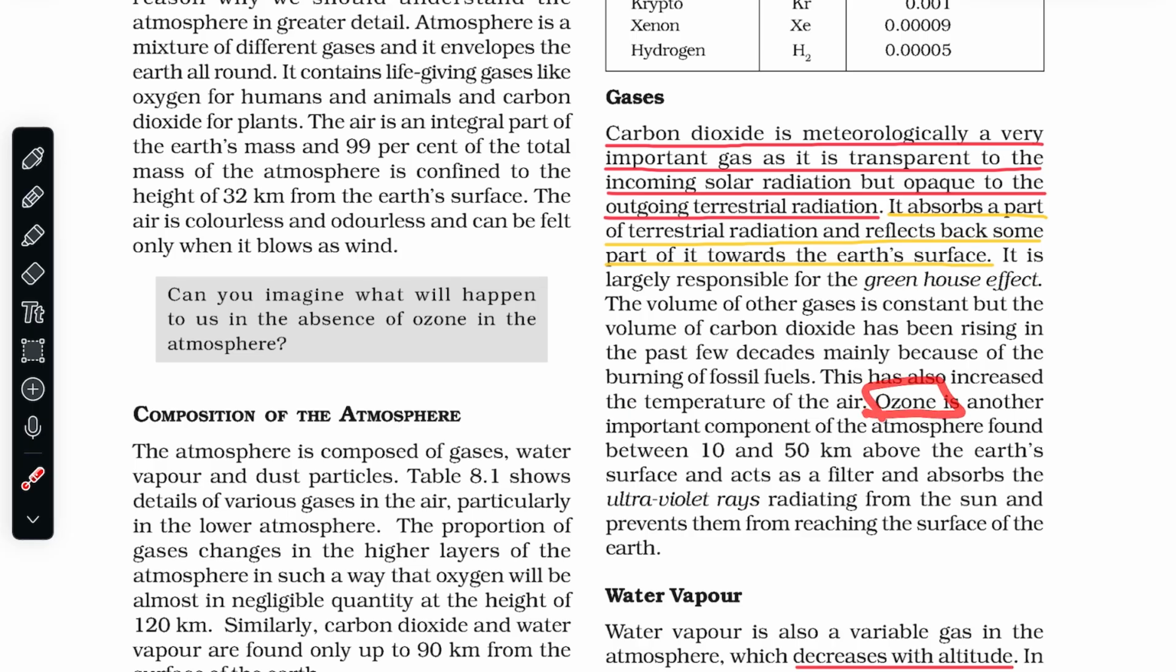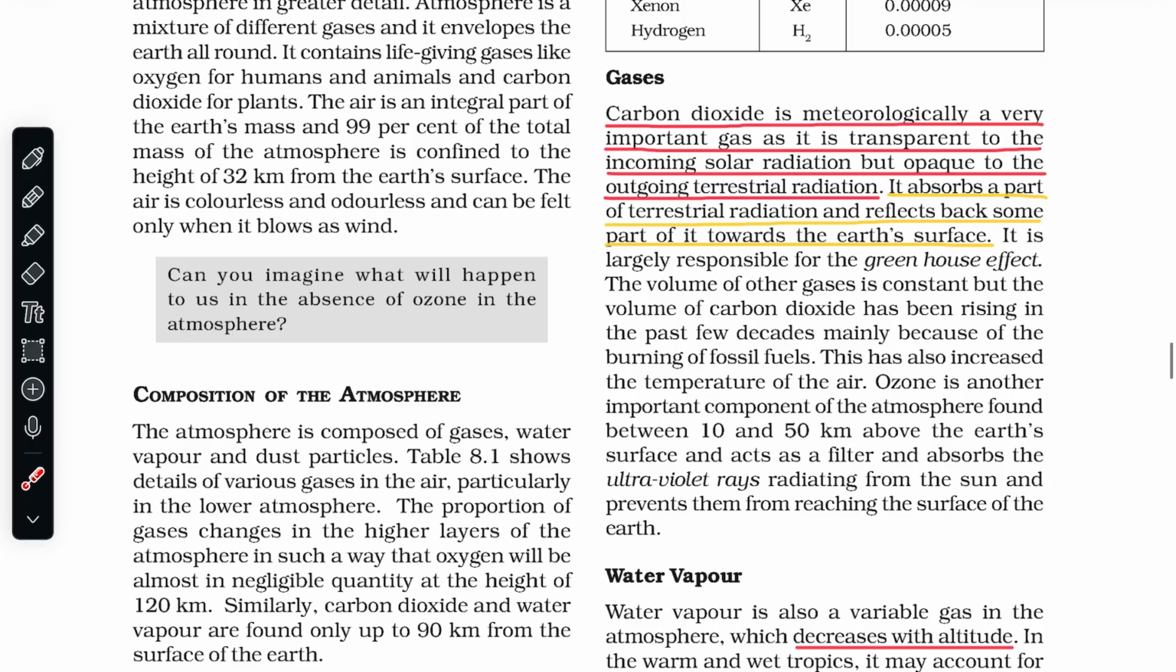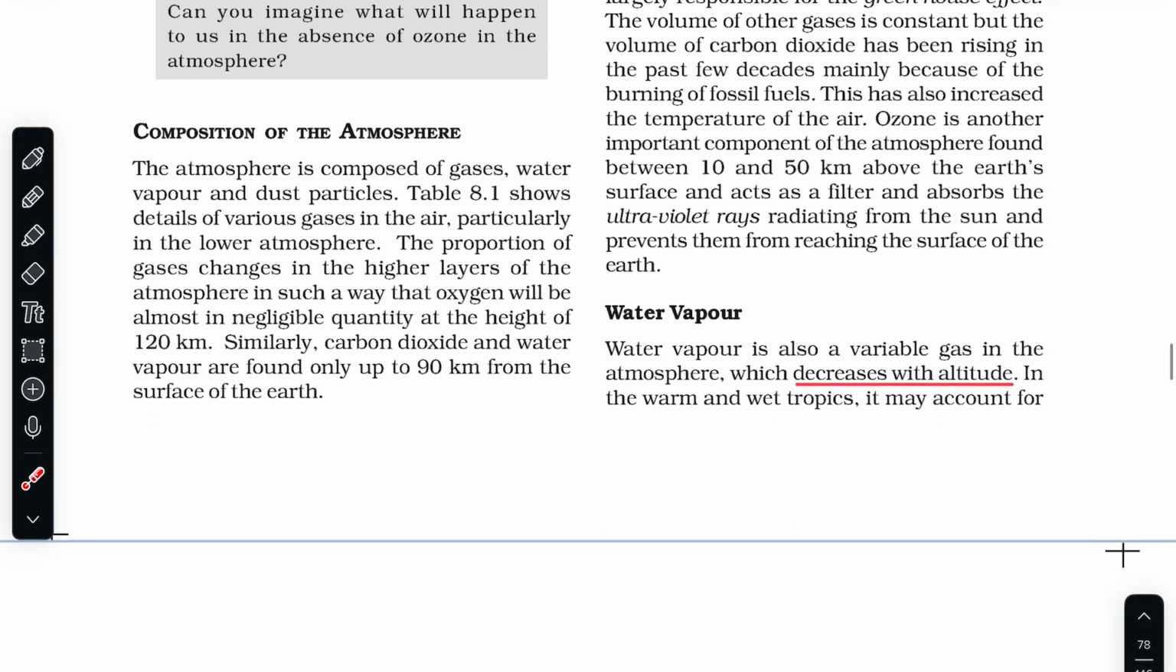Ozone is another important component of the atmosphere found between 10 to 50 kilometers above the Earth's surface and acts as a filter and absorbs the ultraviolet rays radiating from the sun and prevents them from reaching the surface of the Earth. Water vapor. There was a question from water vapor in 2024.